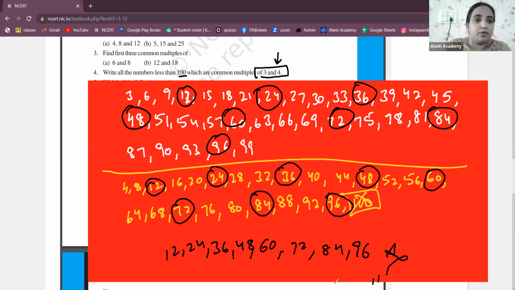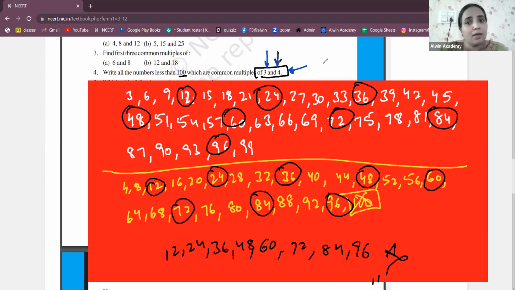This was the concept. But what's the smart work? How can you do it like this in seconds? Whenever they ask you such a question, if the two numbers that are given are co-prime, if they don't have any factor in common, like 3 and 4 here, and 3 and 4 are co-prime, they don't have any factor in common except 1.